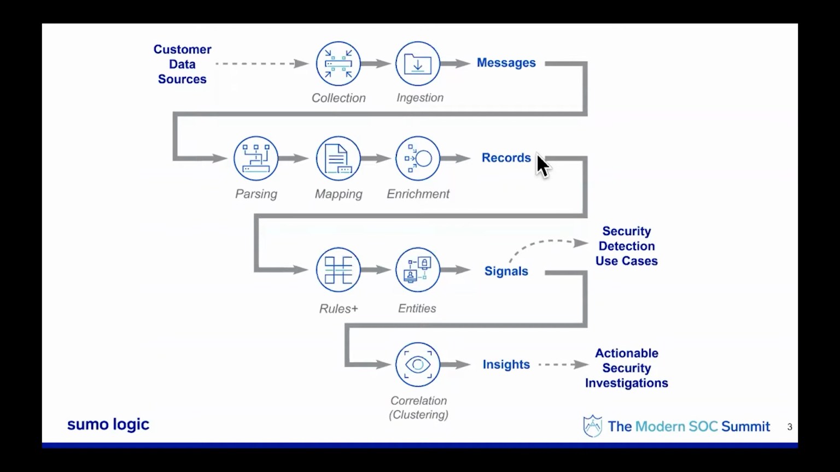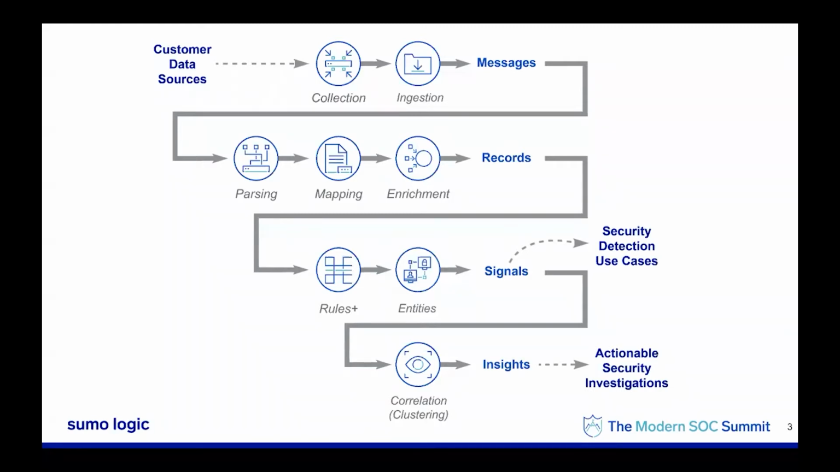Now, what it does is it takes these records and runs them against rules. We've got over 800 rules that are based on the MITRE ATT&CK framework. It's going to compare the record against the rule, and if the rule matches the record, it's going to initiate a signal. It's going to extract out the entity, and the entity is like the host name or the IP or the source name. It pulls that information out, and that turns it into a signal.